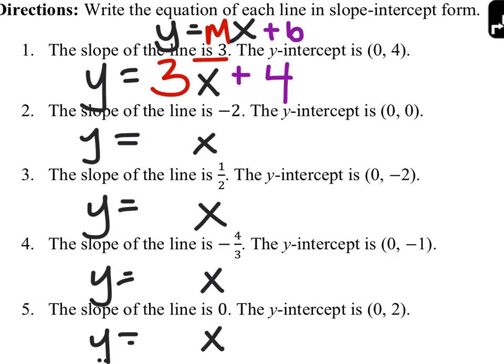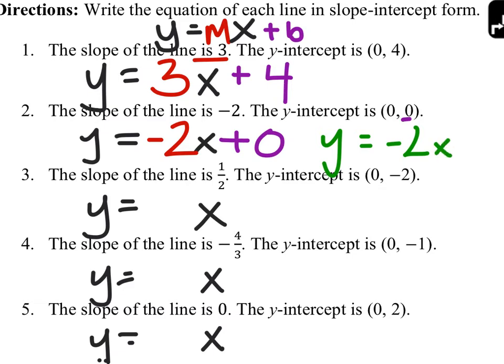Alright, so in this next one we've got a slope of -2, and then the y-intercept is 0. We're just looking at this 0 specifically. But here's the thing: if you wanted to just write this as y equals -2x, you'd be fine using the identity property of addition to simplify these.